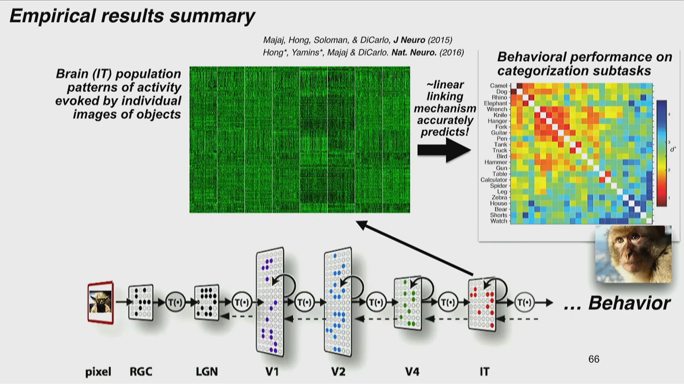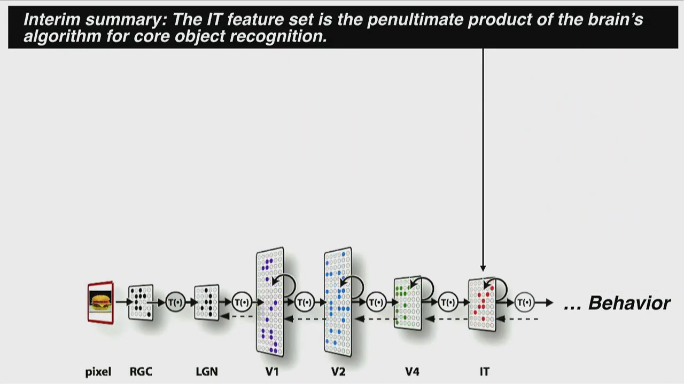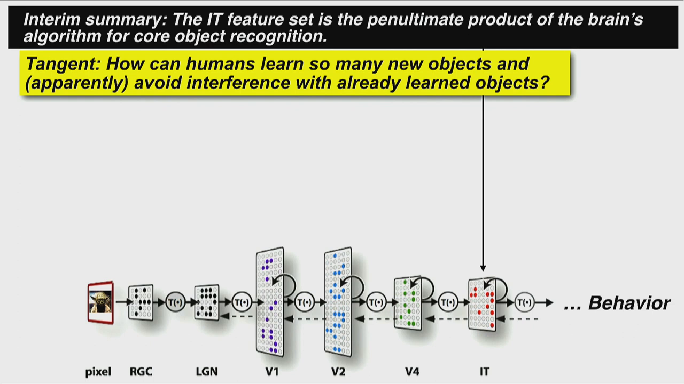So this is the big picture: you can take linear decoders out of these IT population spaces, randomly selected groups of neurons, train with some reasonable amount of training samples, and predict the animal's performance. That is, you can build what appears to be a behaving monkey from linear decoders out of a sample of IT neurons. That's the upshot there. So the summary I wanted you to have from day one is that the feature set out of IT, which we think of as somewhere around 100 to 1,000 underlying encoding dimensions carried across 10 million neurons, so a lot of redundancy in there, we think of as the penultimate product of this recognition processing pipeline that can then support behavior with just these linear classifiers.